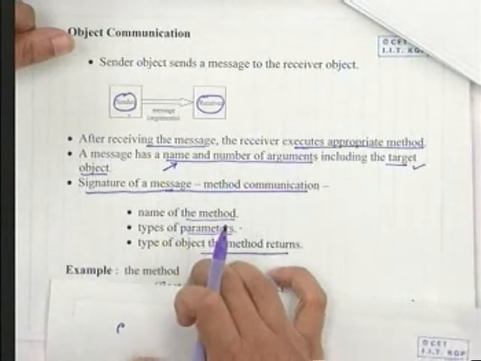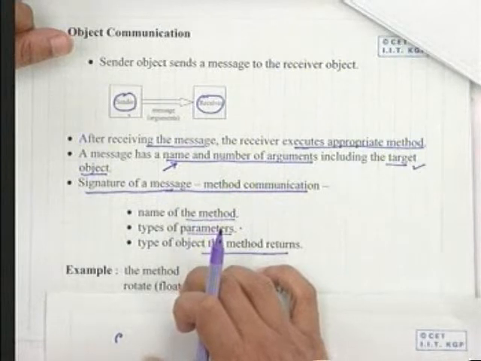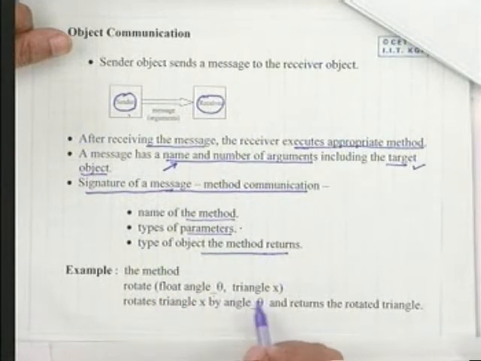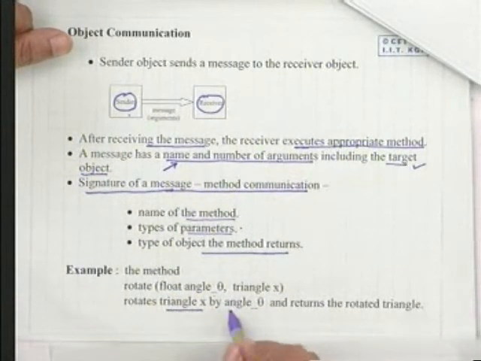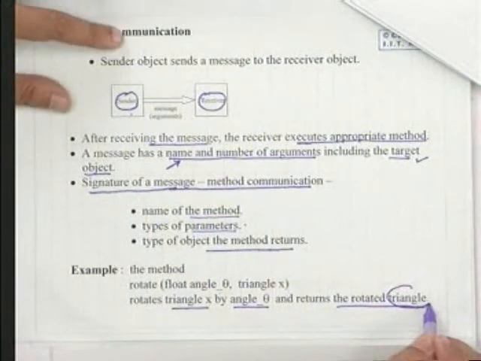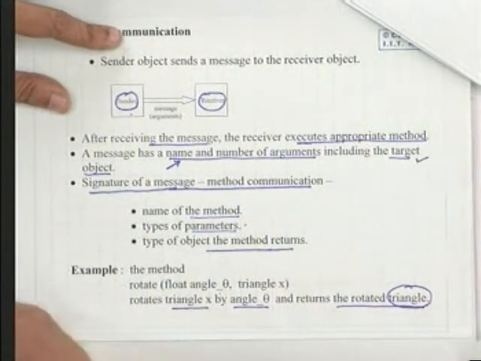In the example considered, the method will return an object of type triangle, like say the method rotate (float angle theta, triangle x). It rotates the triangle x by angle theta and returns a rotated triangle. Mind it, this is an object of type triangle, which is essentially the rotated version of the receiver object. So we get an instance of the class triangle, which is a rotated version of the original triangle x to which the message was sent.